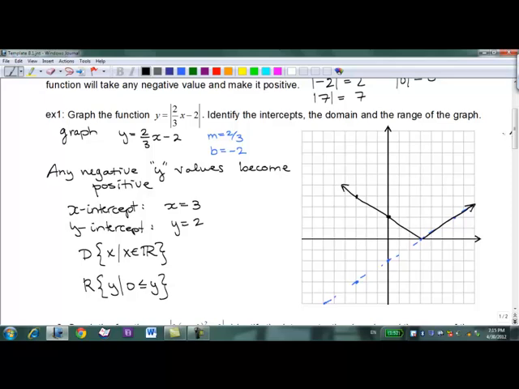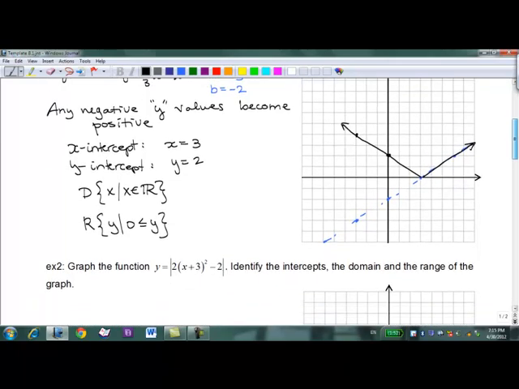So, quick recap: graph the original function that's inside the absolute value signs, and then take anything that's negative, anything below the x-axis, and reflect that piece up.